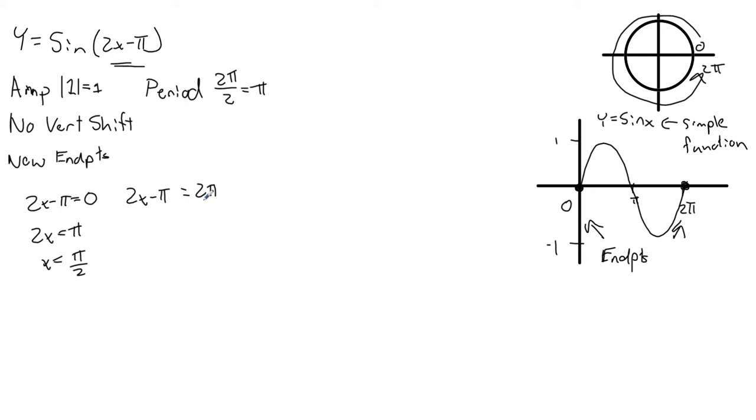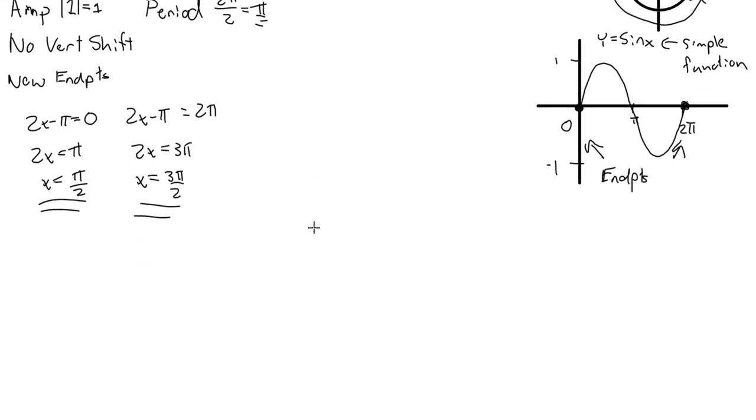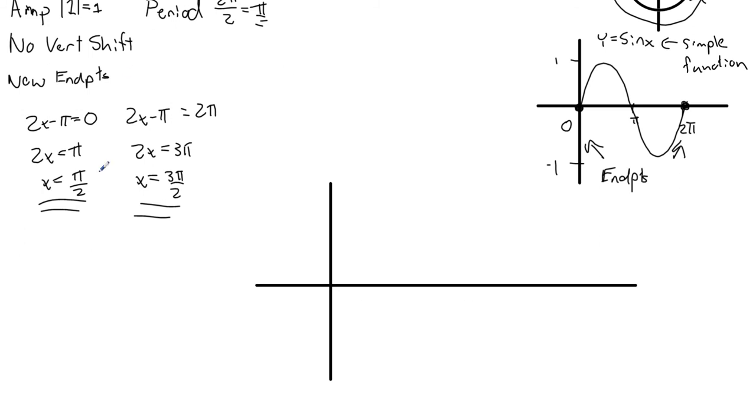I add pi to both sides, I get 2x equaling 3 pi, and then divide by 2, and I get x equals 3 pi over 2. Now, when I subtract 3 pi over 2 minus 1 pi over 2, I get 2 pi over 2, which is a period of just pi. So these two things are my new endpoints. So when I go to set up my graph of this thing, I start with those two new endpoints. So pi over 2, and then 3 pi over 2.